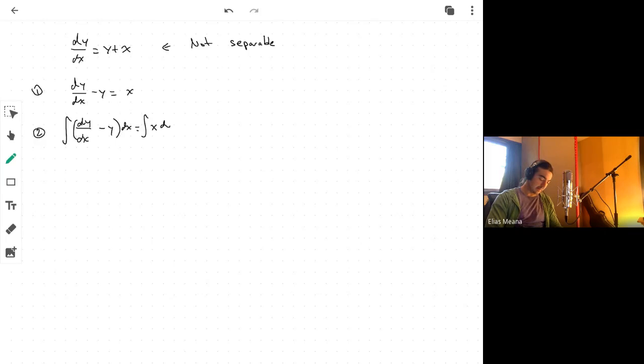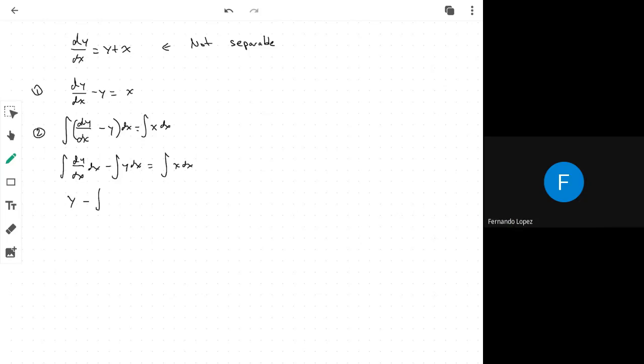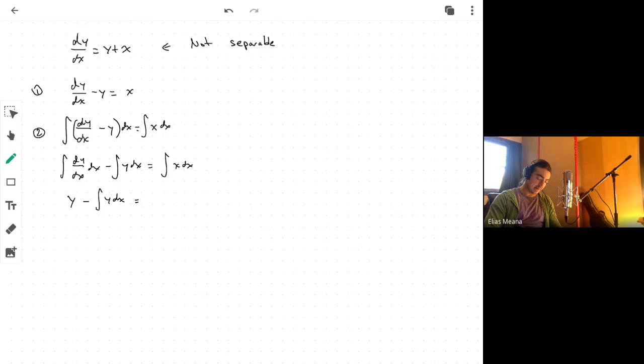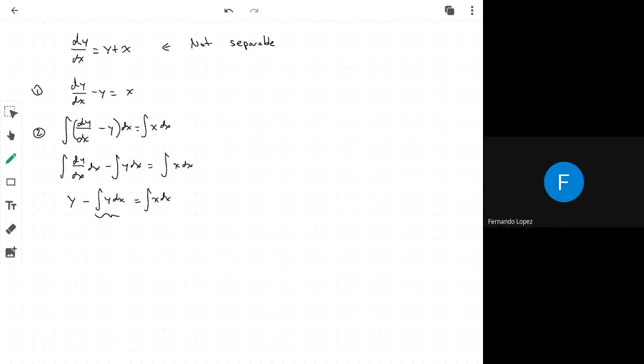So over here we'd get y minus the integral of y dx equals the integral of x dx. We don't even understand what this means, right? Because we have mixed variables. We have y and x in the same integral. We can't solve that integral. And so this isn't going to do anything for us.